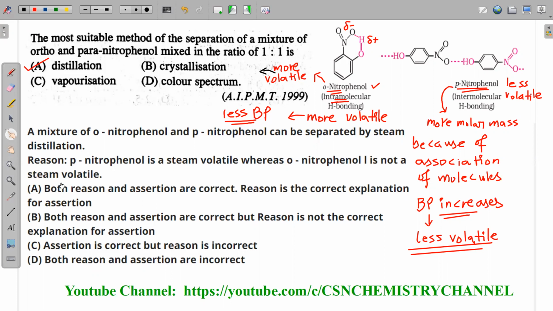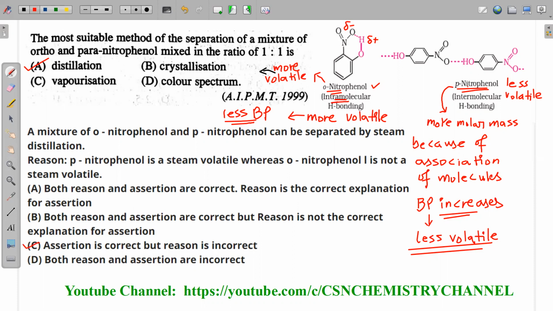But if you see the options: both reason and assertion are correct, and reason is the correct explanation of assertion. Is it correct? No. Next, both reason and assertion are correct, but reason is not the correct explanation for the assertion. This is not correct. Next, assertion is correct, but reason is incorrect. What is the reason given? Para-nitrophenol is steam volatile, whereas orthonitrophenol is not steam volatile. So this is an incorrect statement. So the answer is option C.